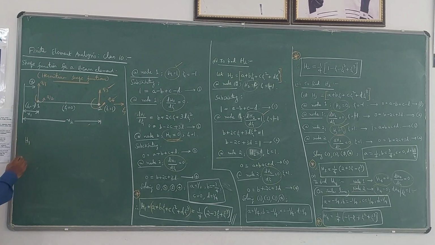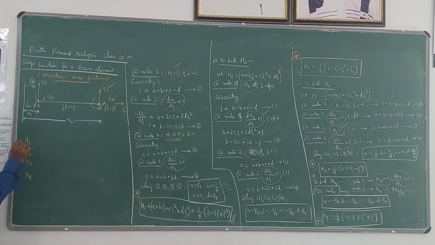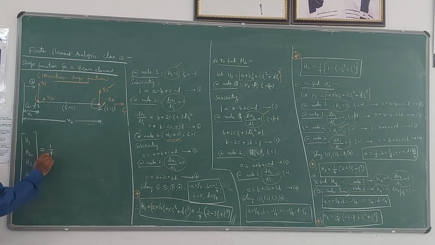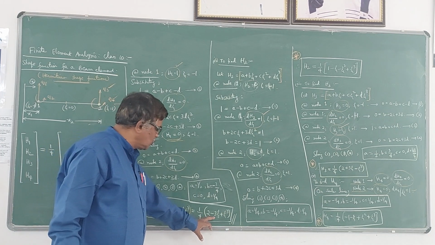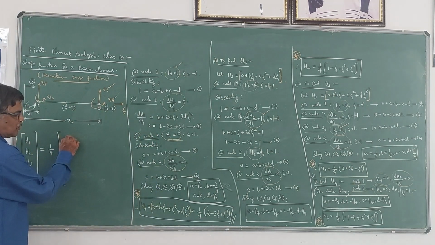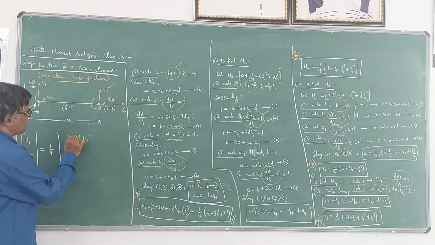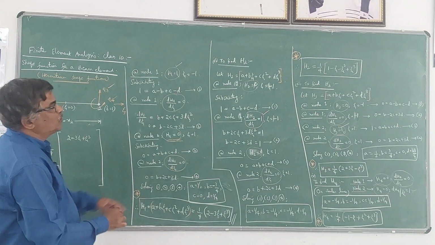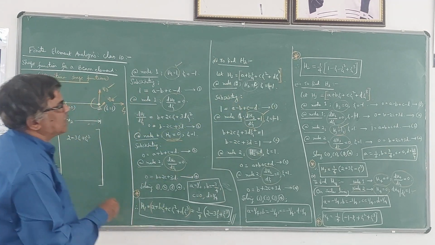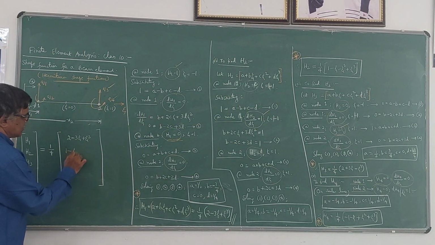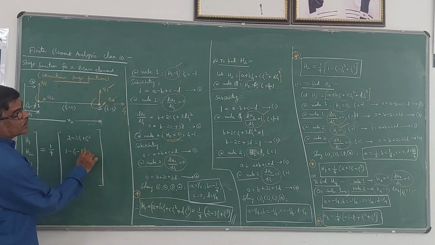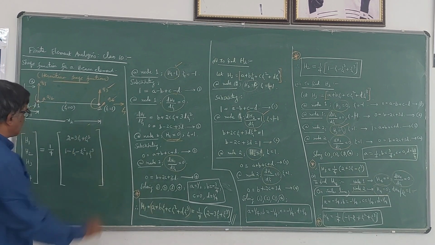The Hermitian shape functions H1, H2, H3, H4 for a beam element can be written as 1 by 4 is common here. You can see 1 by 4 is common in all the terms. H1 is 2 minus 3 zeta plus zeta cube. The second term H2, 1 by 4 into 1 minus zeta, 1 minus zeta square plus zeta cube. That's what you get for H2.